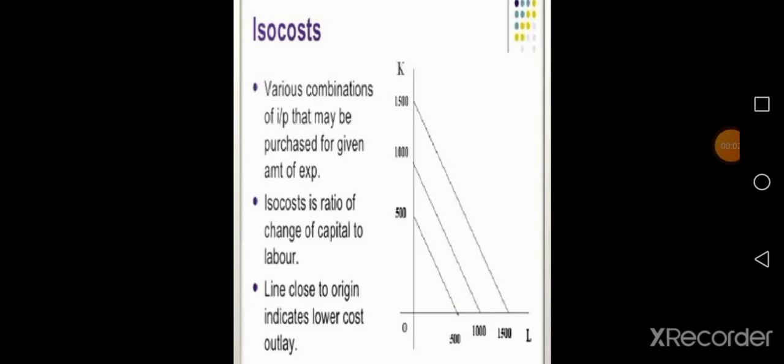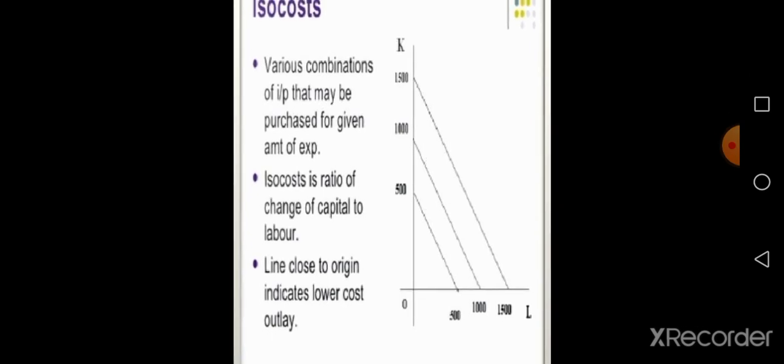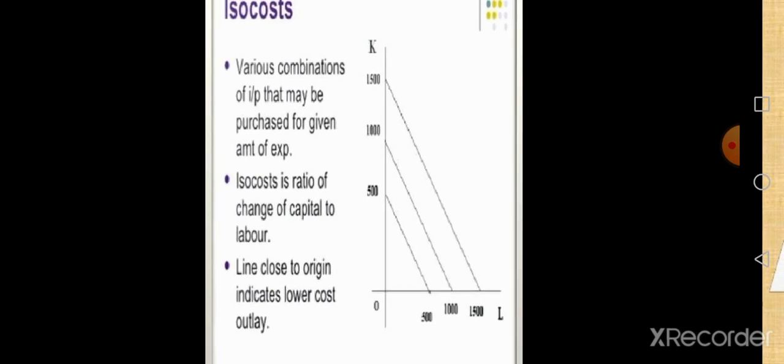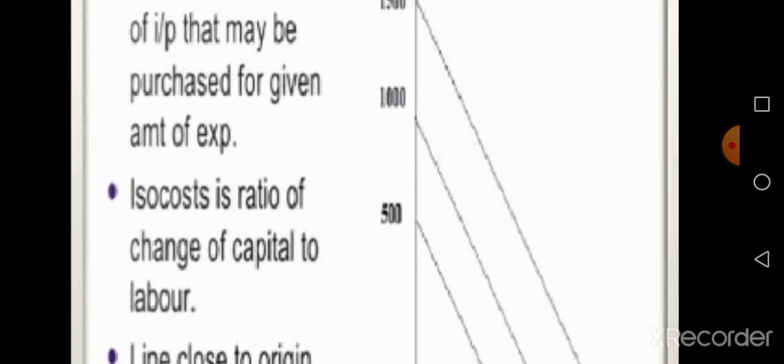In isocost, various combinations of input may be purchased for a given amount of expenses. Isocost is the ratio of change of capital to labor. A line close to the origin indicates a lower cost outlay, that is, a lower cost of production. And the isocost is the ratio of change of capital to labor. So this is the isocost curve.